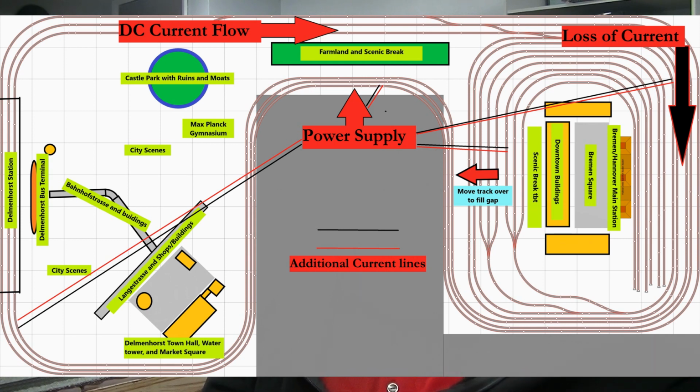Because as resistance builds up, the further you get away from that point where the power is coming into your track, the further you get away from it, because of DC current, the more resistance it builds up and it loses power. So you would have dead areas.